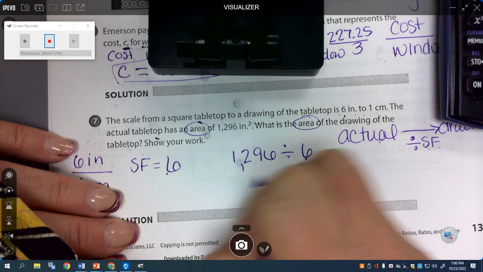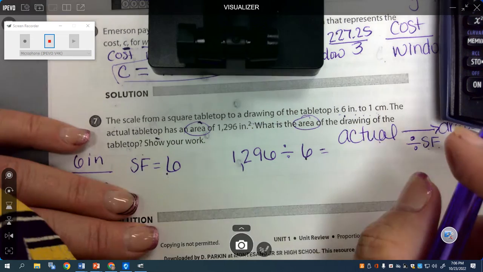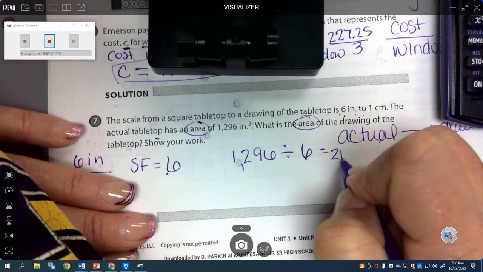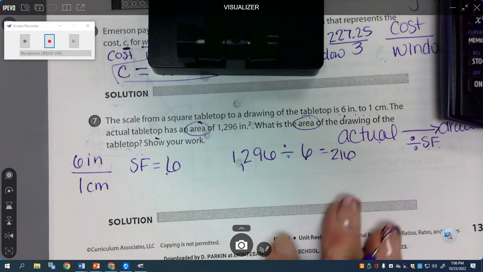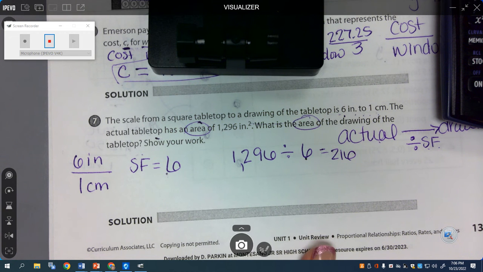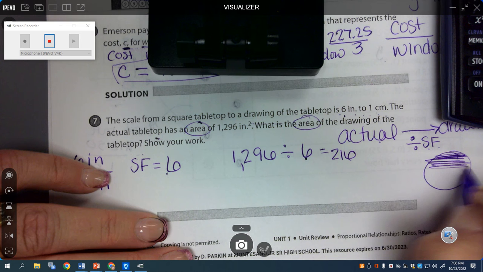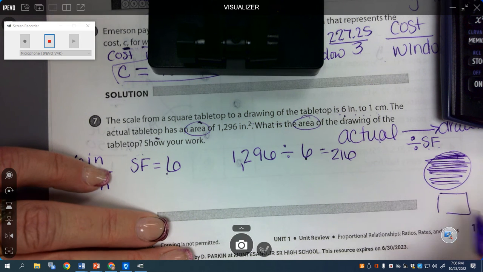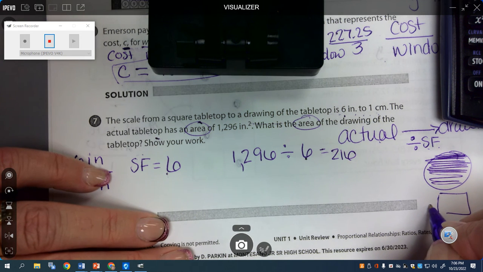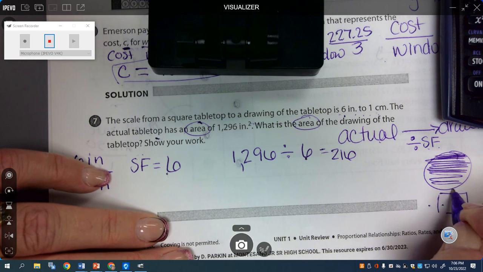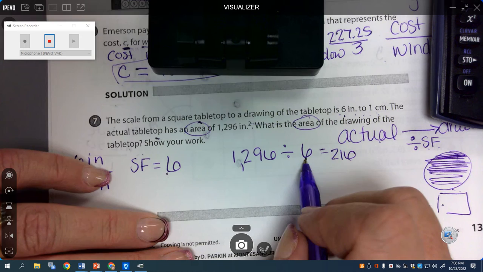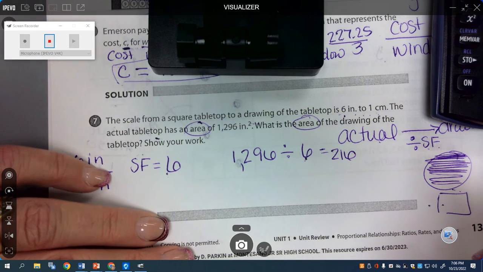Okay, so this comes out to be 216. Now remember, this is where you do use the area. Because remember, since we're talking about area, just like if it was a rectangle, we had to multiply the length by the scale factor and the width by the scale factor. So we multiply it twice by the scale factor, right?